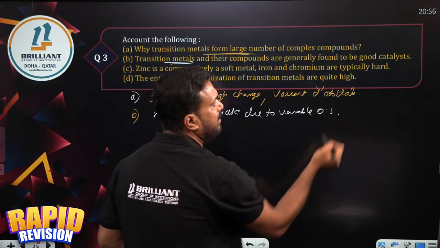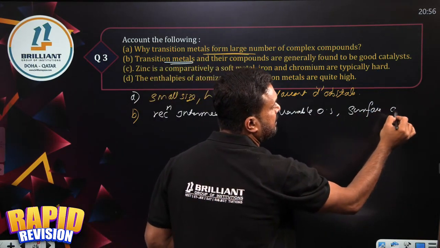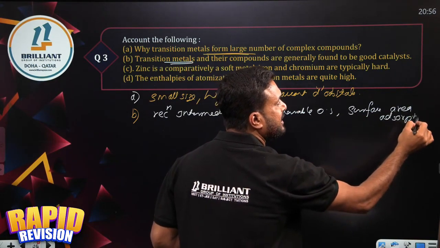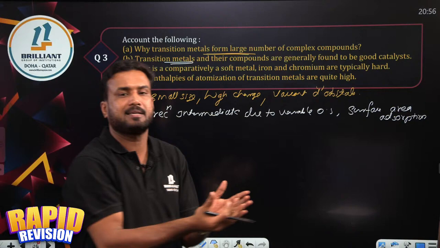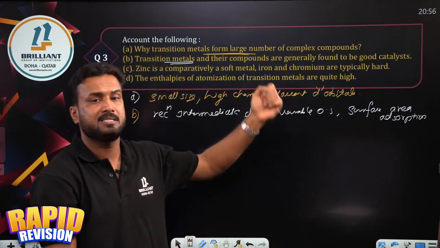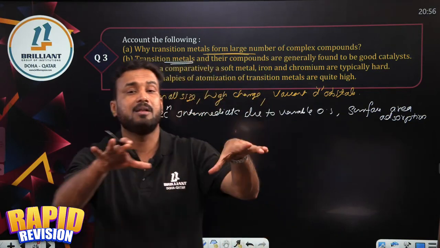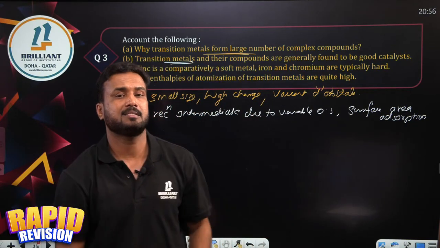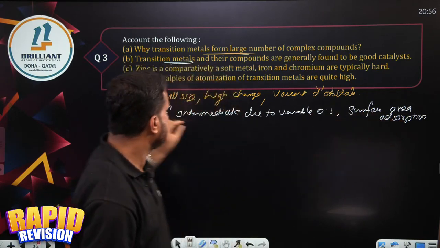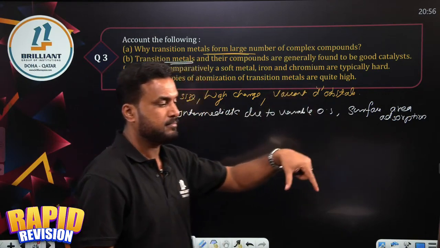And one more point is there. They provide surface area for adsorption. Because normally the reaction takes place by adsorbing the reactant molecules on the surface of a catalyst. So when transition metals act as a catalyst, they have larger surface area. That large surface area helps for more adsorption. So they can provide surface area for adsorption. They form reaction intermediates due to variable oxidation state.